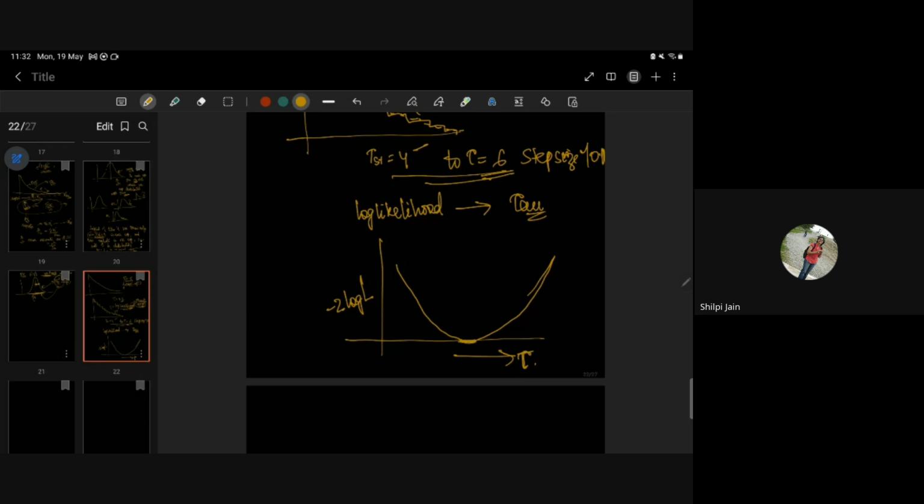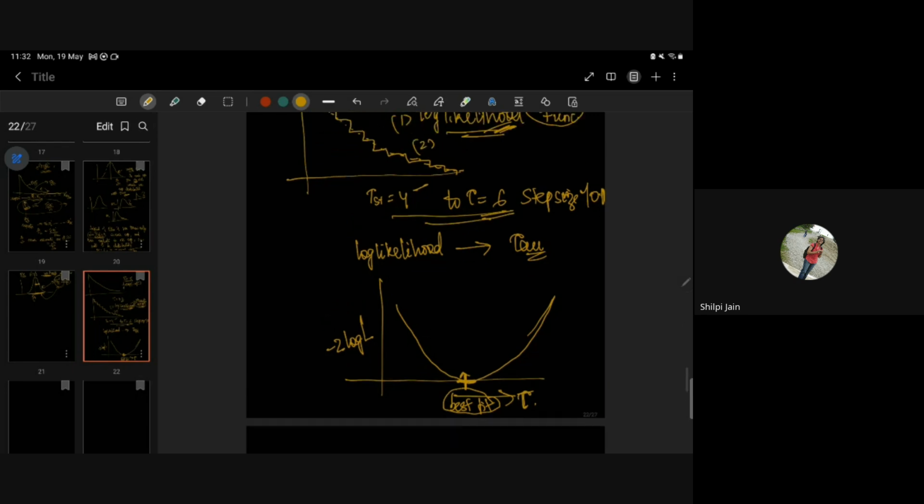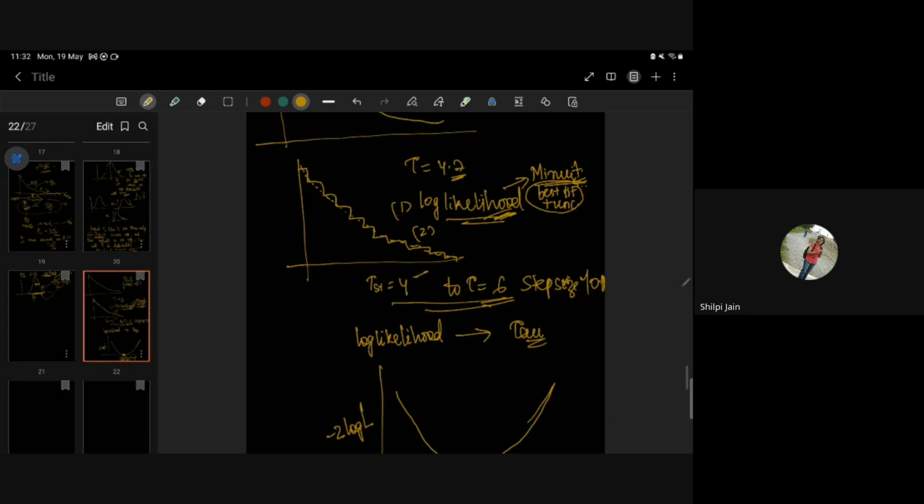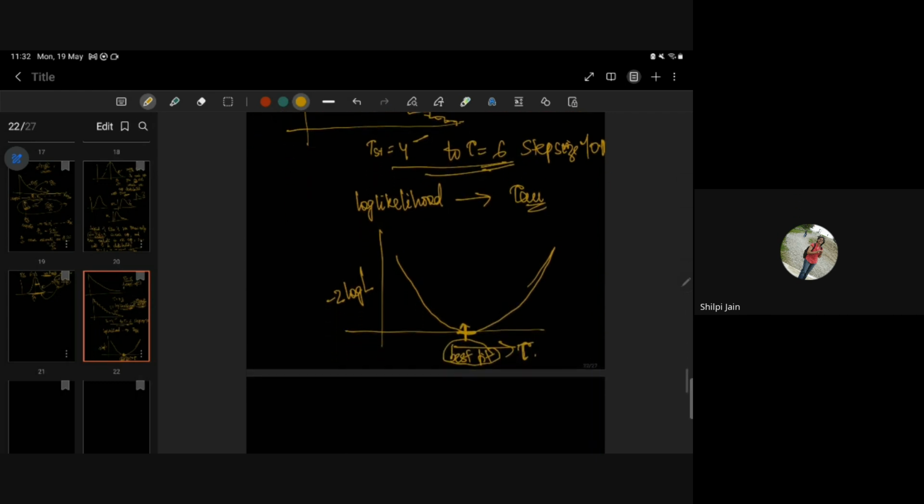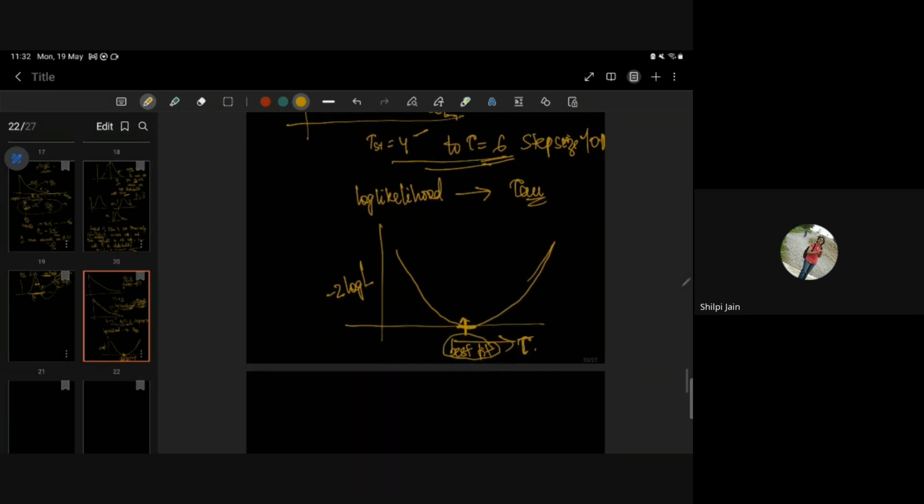That we learned today and also on Friday, that the minimum value of this minus 2 log L corresponds to the best fitted value. So you can then compare this best fit value with the one that you got from Minuit. Then the second, you can also estimate the uncertainty.